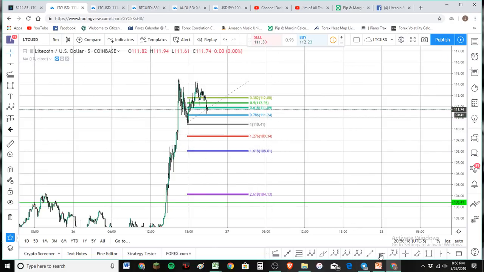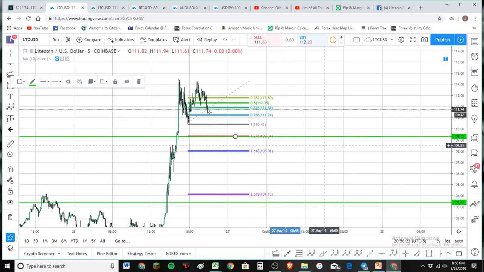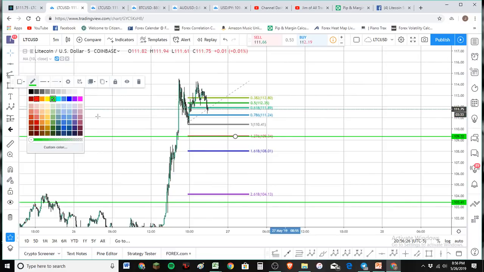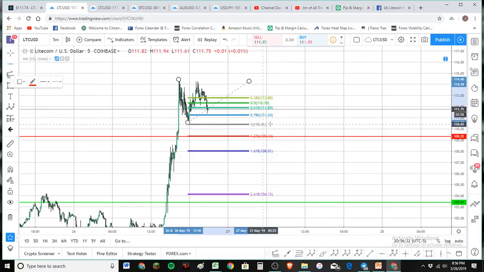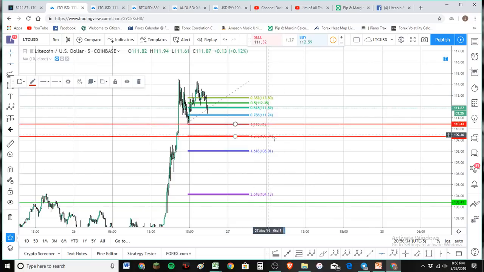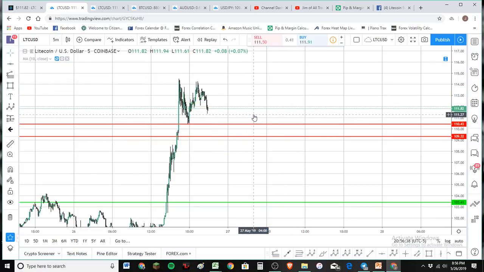So the crucial mark is going to be 109.34 for now. We're going to watch that and see. We're going to make that a red line because that's the red alert line. So we're going to watch that price target. If price bounces here at 110.41 or at 109.34, if price bounces on either of those and goes up and makes a new high, then we're heading up to the 125 region.